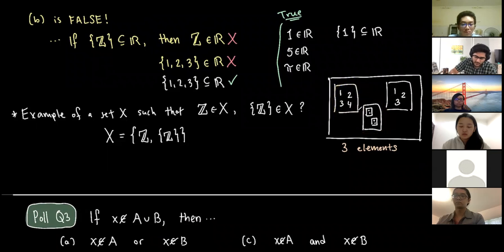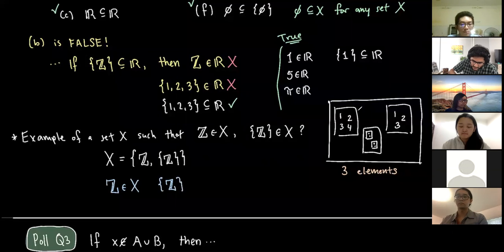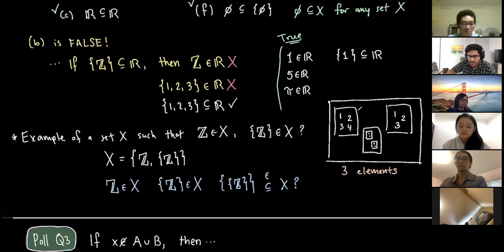So here's a couple of examples of true statements. We're really falling behind here. An example of a true statement would be Z is an element of X. That's how we engineer this example. But also that the set containing Z is an element of X. That's what we said earlier. Another thing that's true is that the set containing the set containing Z, is this an element of X or is it a subset of X? Is it an element or a subset?